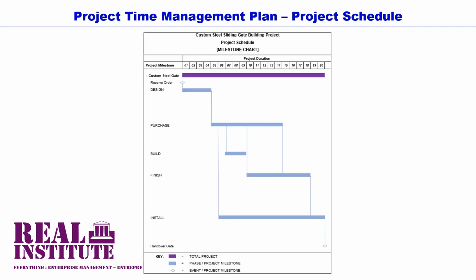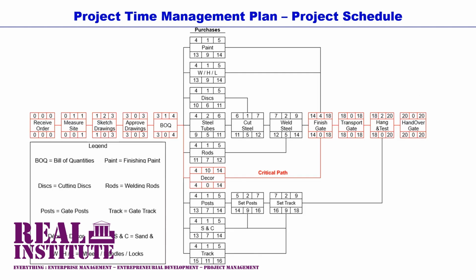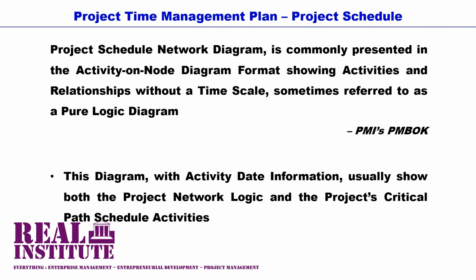According to the PMI's PMBOK, project schedule network diagram is commonly presented in the activity on node diagram format, showing activities and relationships without a time scale, sometimes referred to as a pure logic diagram. This diagram with activity date information usually shows both the project network logic and the project's critical path schedule activities.